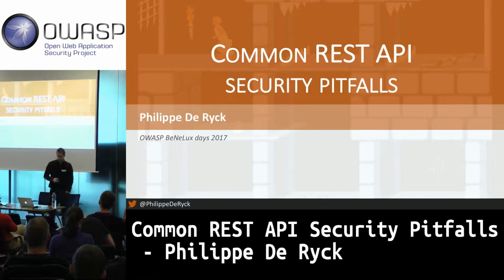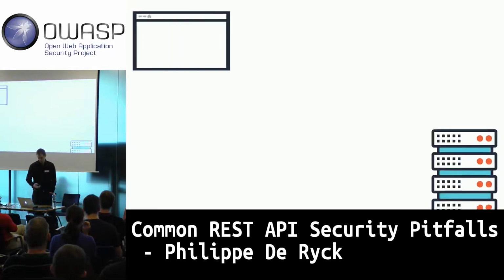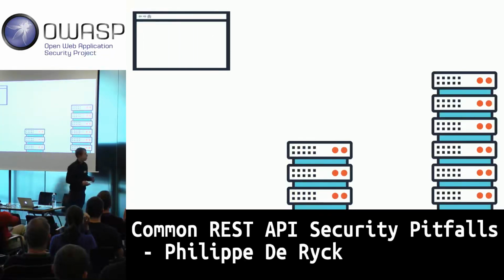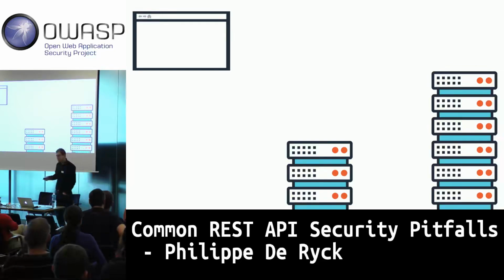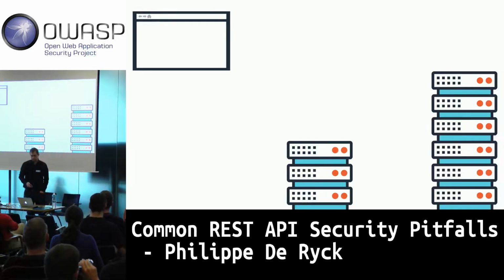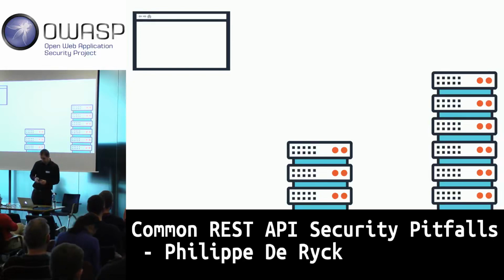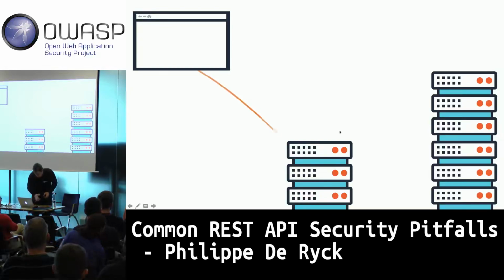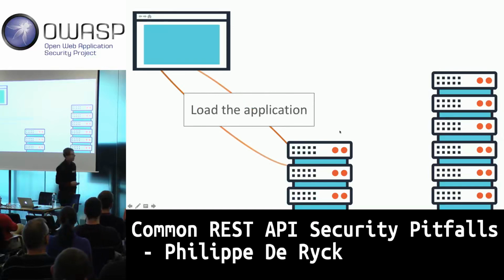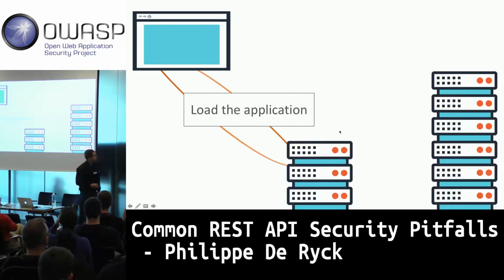Before we start, let's take a look at what an API exactly means. So let's see what we're going to talk about. We have a browser application on the top. We have a server or servers on the right. And essentially what's going to happen is that we are going to load our application from one server, and then we're going to fetch data from an API.